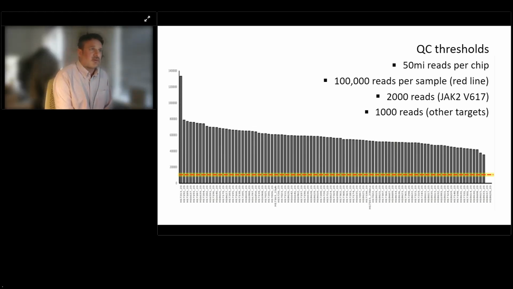These were the QC thresholds that we determined. So we said that every chip should have a minimum of 50 million reads returned. As I've said, we've been getting up to 90 million reads. Each sample should have a minimum of 100,000 reads in order to pass QC.